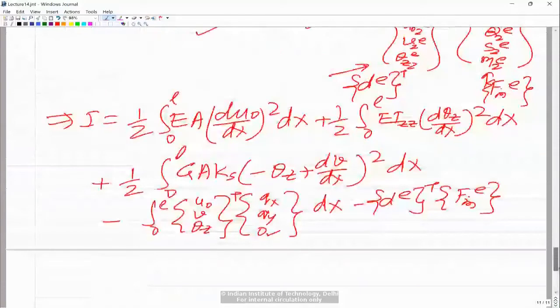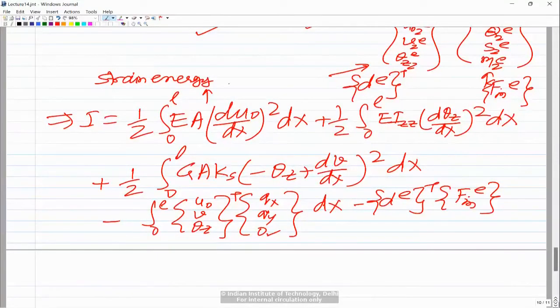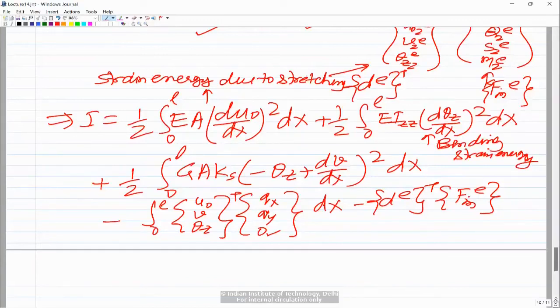Now in this there are some names given. So if you look at the first term, we have already done it earlier. This was appearing in the truss element, so we call this strain energy. The first three terms are basically strain energy terms. So this is strain energy due to stretching of the middle surface, so the central line y equal to 0 is stretching. Strain energy due to stretching, and this is bending strain energy. And if you look at this one, this is transverse shear strain energy.